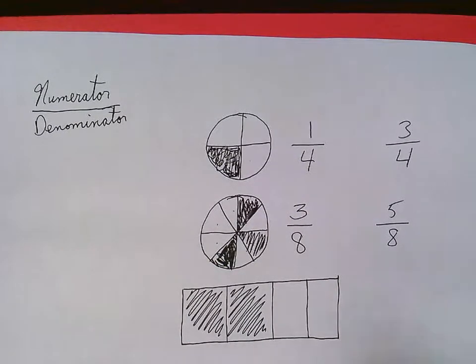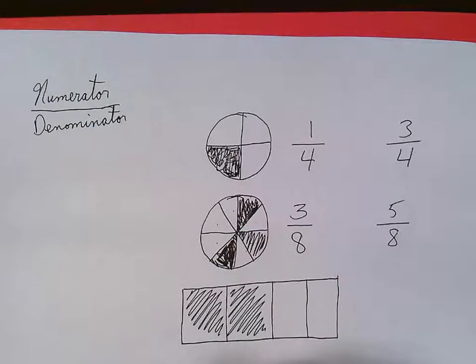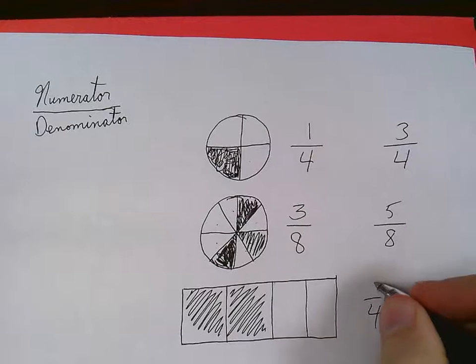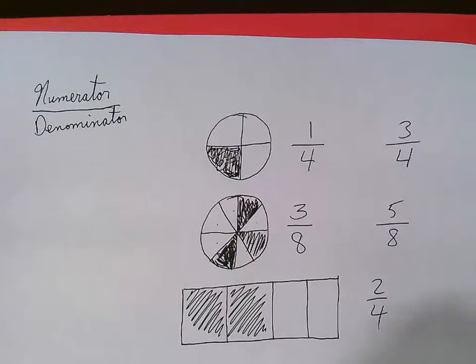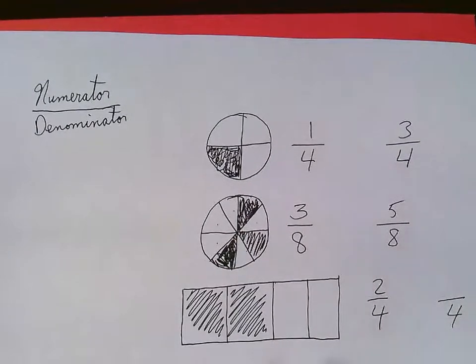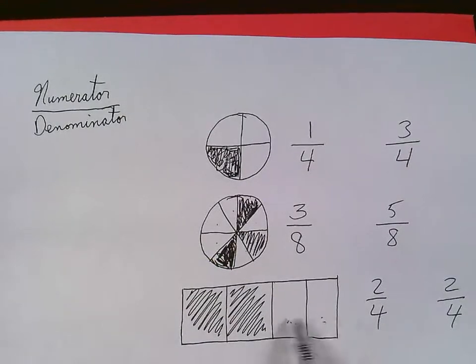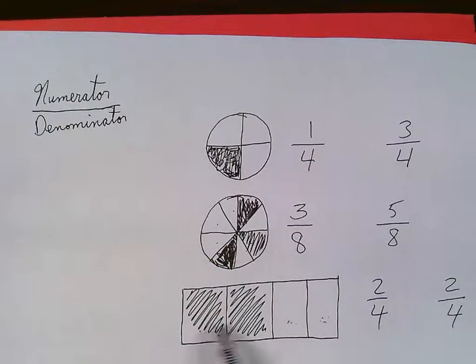This part of a whole here, it's broken into 4 pieces, so the denominator is going to be 4. And if I want to know the fraction of this that is shaded in, it would be 2/4. And if I wanted to do the fraction of this that is not shaded in, it would also be 2/4, because 2 out of the 4 are not shaded in, and 2 out of the 4 are shaded in.